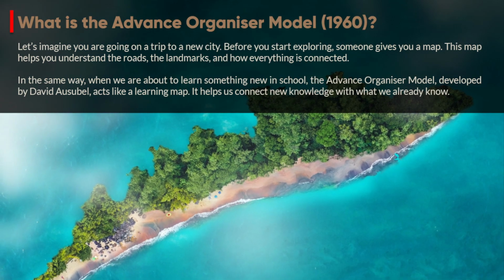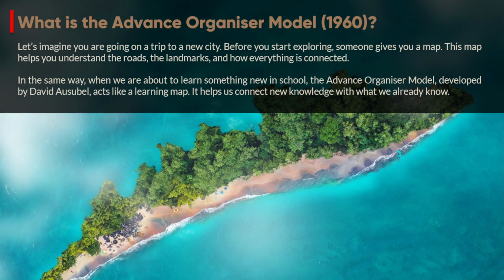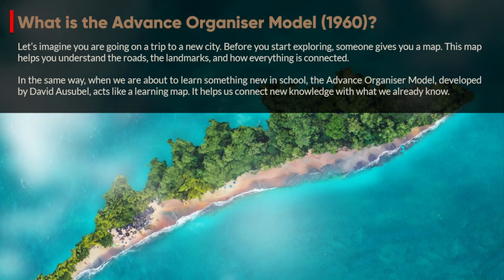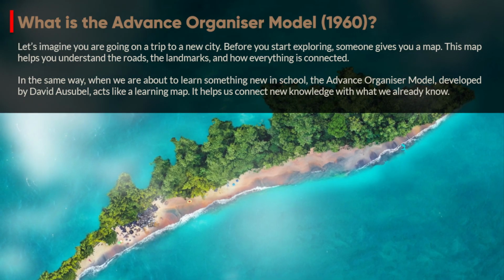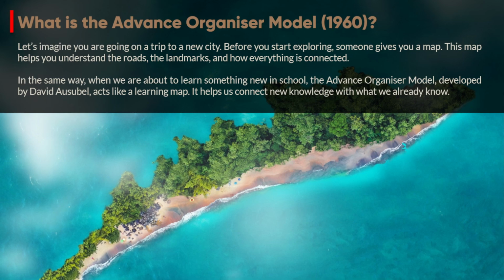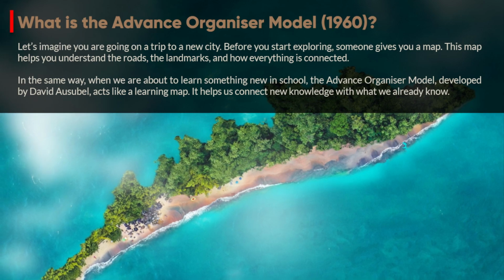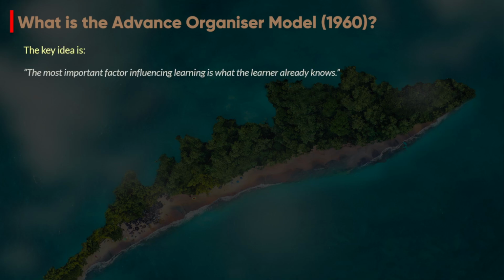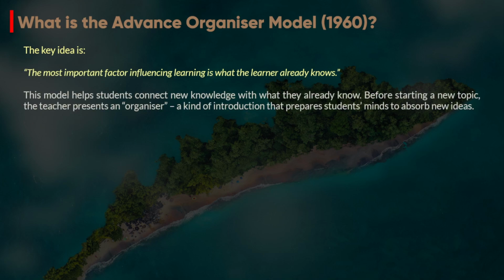In the same way, when we are about to learn something new in school, the Advanced Organizer model developed by David Ausubel acts like a learning map. It helps us connect new knowledge with what we already know. In the Advanced Organizer model, the key idea is that the most important factor influencing learning is what the learner already knows. This model helps students connect new knowledge with what they already know.